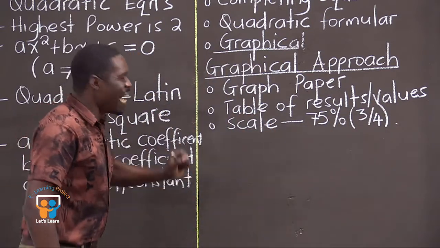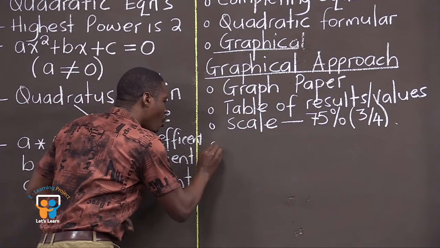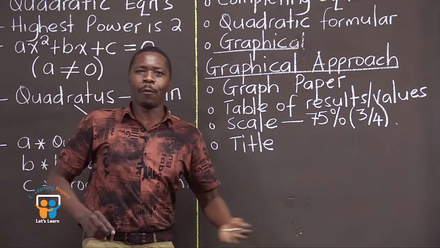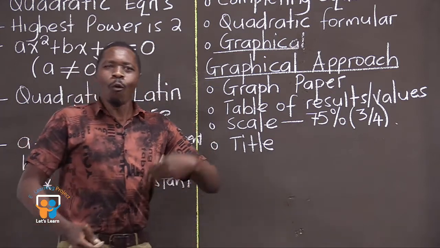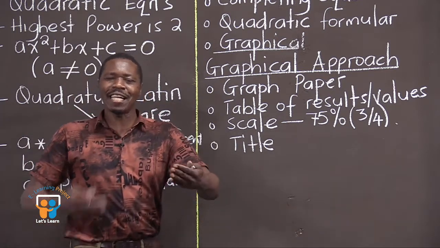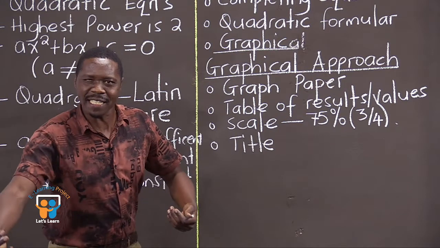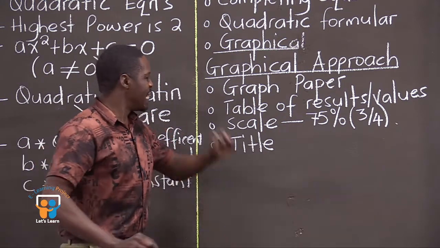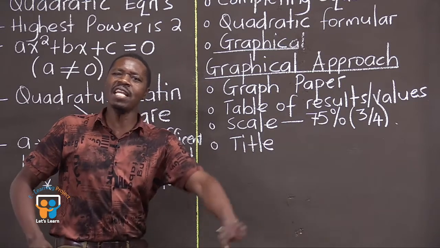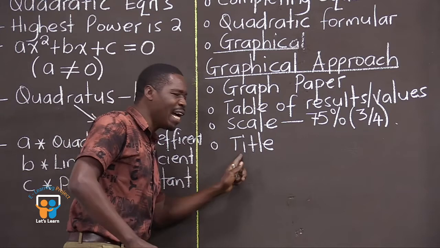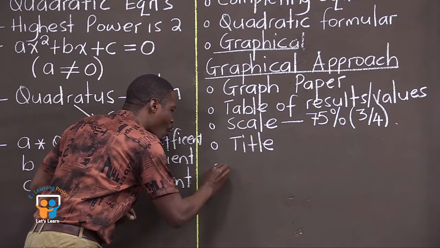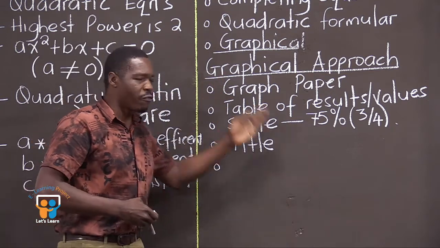Mr. Examiner, still under the graphical approach, we need to know that our graph must have a title or a heading. For example, you can say a graph of the function y = x² + 5x + 6, where x starts from -1 up to +6, and then you underline it very well. The table of results must have a title, and even the graph itself must have what we call the title. Mr. Examiner, sir, what else do we need when we are using the graphical approach?